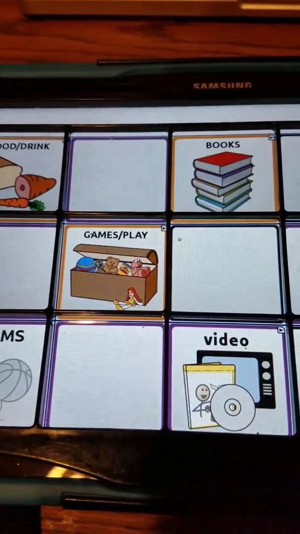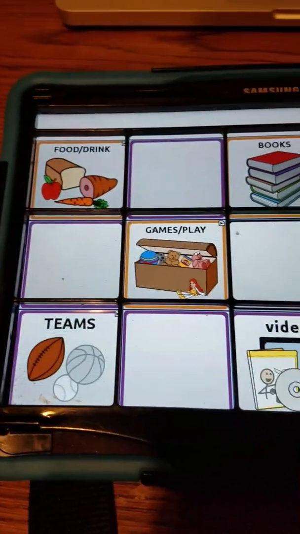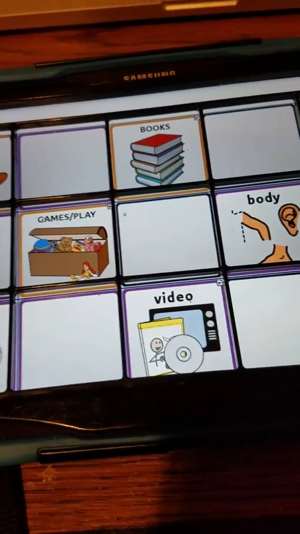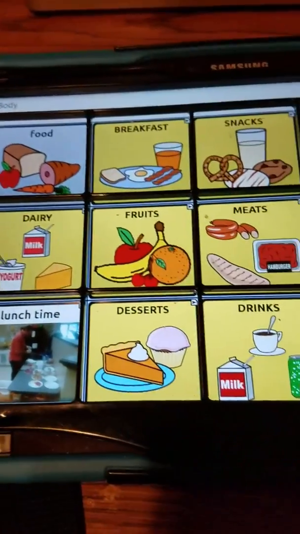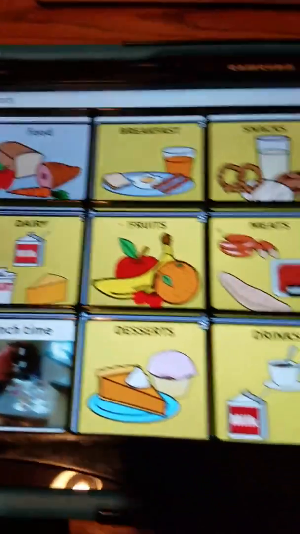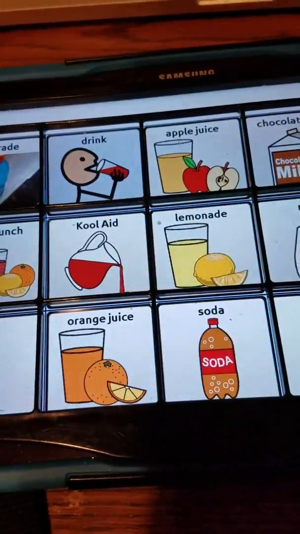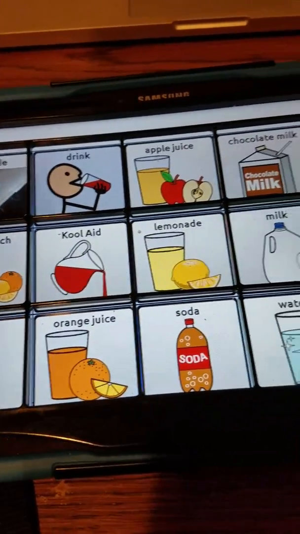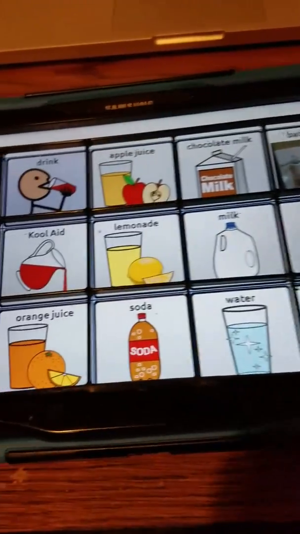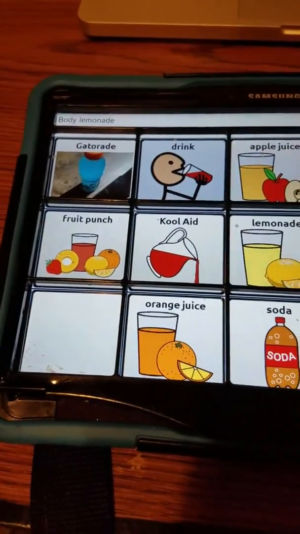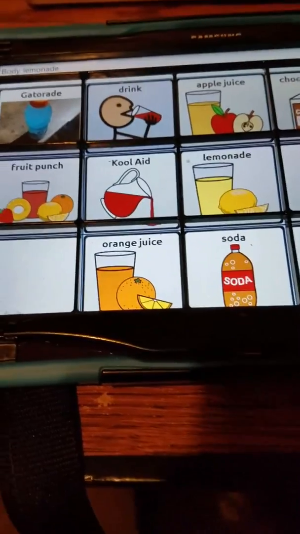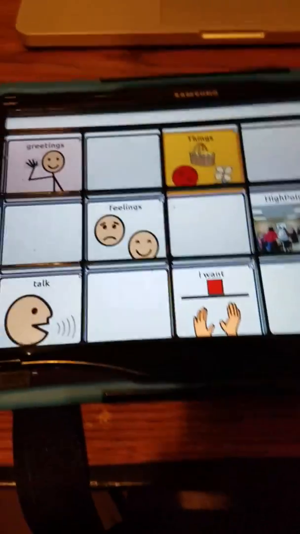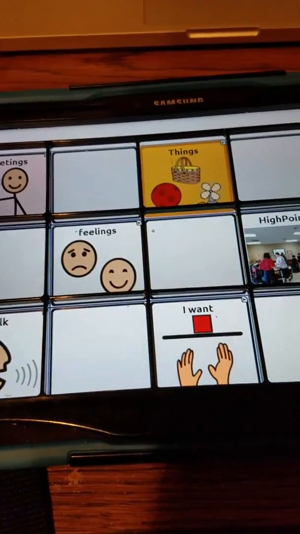But something like if he wants a certain type of food, so that was 2, and then he wants a drink, that's 3 steps, and then he wants lemonade. Lemonade. So that was like 4 steps to get to lemonade. That's a little complicated for certain learners, and so it depends on how it's set up.